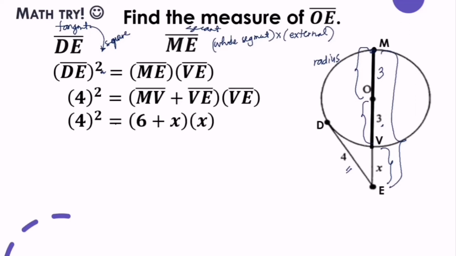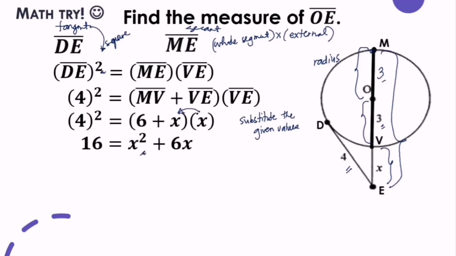So, remain yung 4 squared. MV is 6. Ito na po yun. And then, yung external segment ay X, which is the VE. So, ang ginawa lang natin ay substitute the given values. Next one, we're going to simplify as well. So, 4 squared is 16. Saan nakuha to? X times X, X squared. And then, X times 6 is 6X.